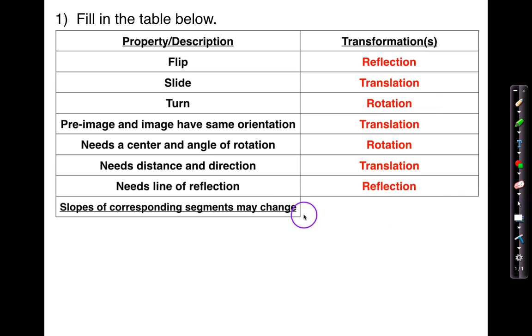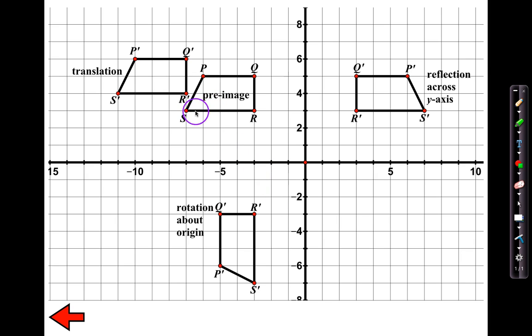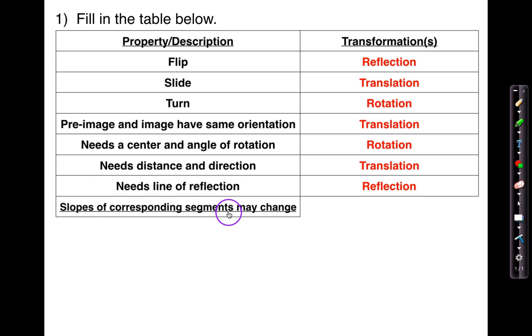Okay, slopes of corresponding segments may change. Well, let's take a quick look at that previous slide that we had. Okay, so which slopes of corresponding sides will change? So let's look at PS. From PS to P prime S prime, the slopes are the same for translation. It definitely changes for reflection because this one's a positive 2 and this one's a negative 2. And then here, the slope definitely changed to about negative 1/2. So I'm going to go ahead and say slopes of corresponding segments may change for reflections and rotations. So translations was the only one that stayed exactly the same.